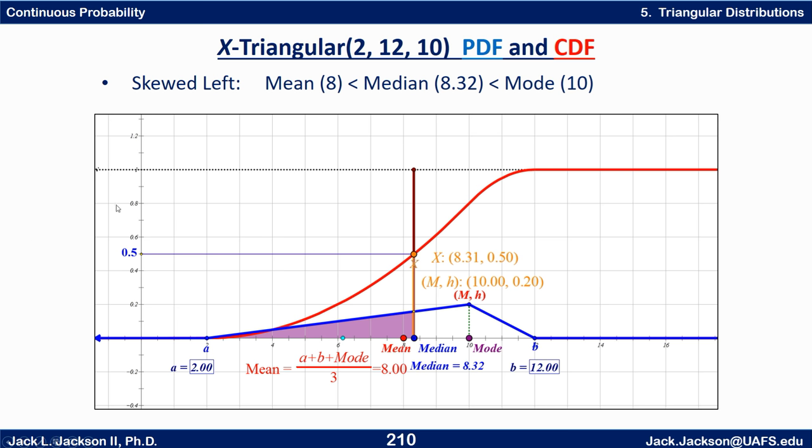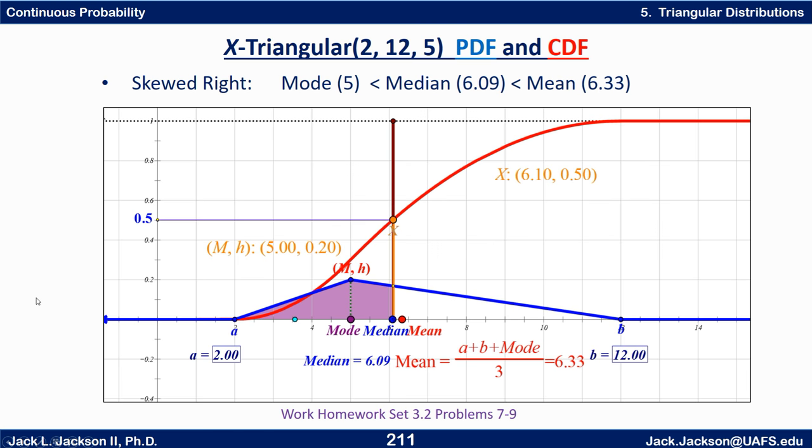So of course, it's exactly backwards if the mode is a little bit closer to the left end. This time I'll put the mode at 5, which is a little closer to 2 than it is to 12. And so this one's going to be skewed to the right. More of the probability is concentrated on the left, more spread out on the right. That's called skewed right, or positively skewed.